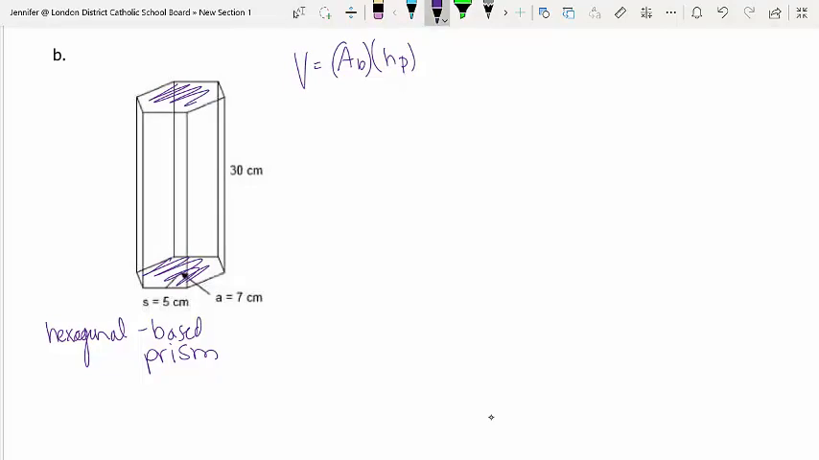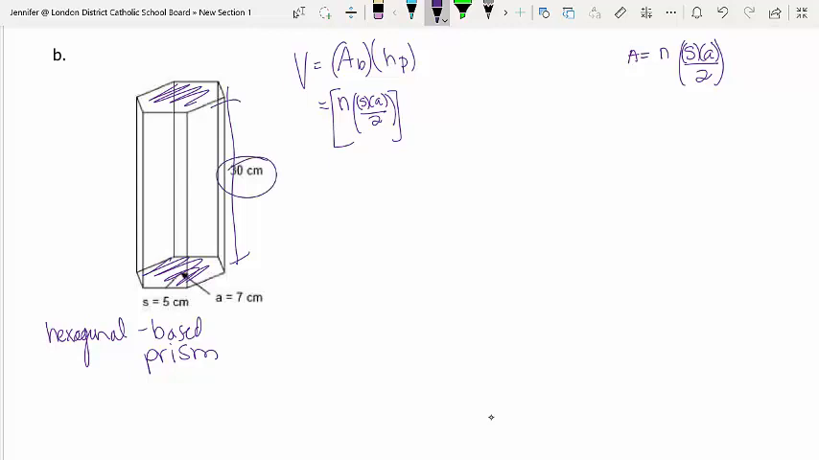Okay, so the base of this prism is a regular hexagon. And remember, our formula from the last lesson for the area of a regular hexagon is equal to the number of sides times the side length times the apothem divided by 2. So that's the formula for the area of the base. Okay, now the height of the entire prism is 30 centimeters.